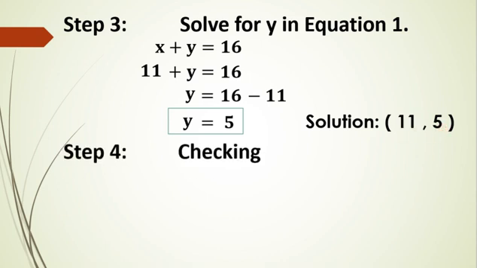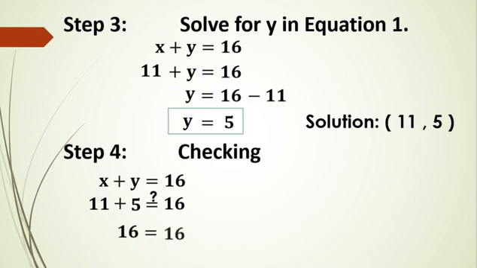Step 4. Let's check if (11, 5) is really the correct solution for the system. Check for the first equation. x plus y equals 16. Substitute 11 for x and 5 for y. So we have 11 plus 5 equals 16. 16 equals 16.